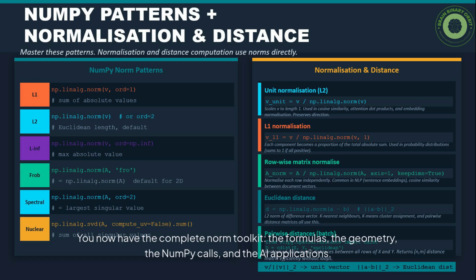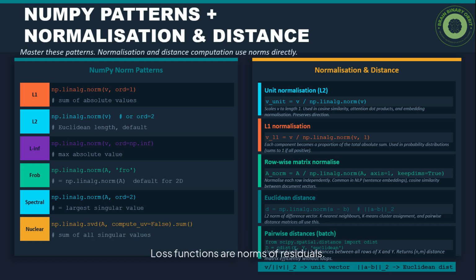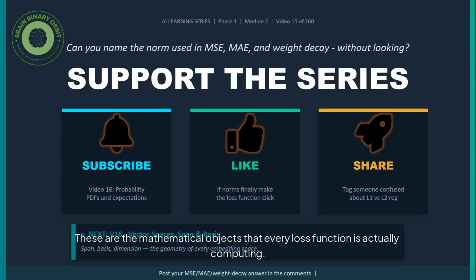AI applications. Loss functions are norms of residuals. Regularizers are norms of weights. Gradient clipping is norm rescaling. Anomaly detection is norm thresholding. These are the mathematical objects that every loss function is actually computing.